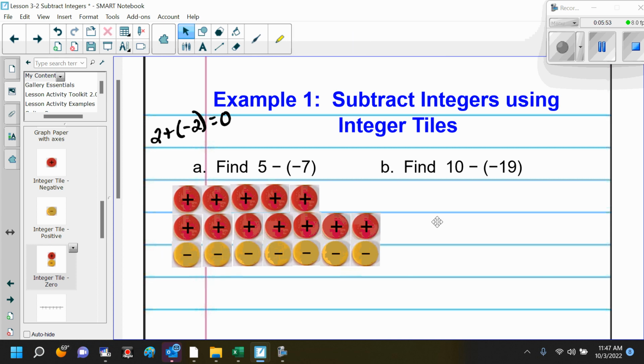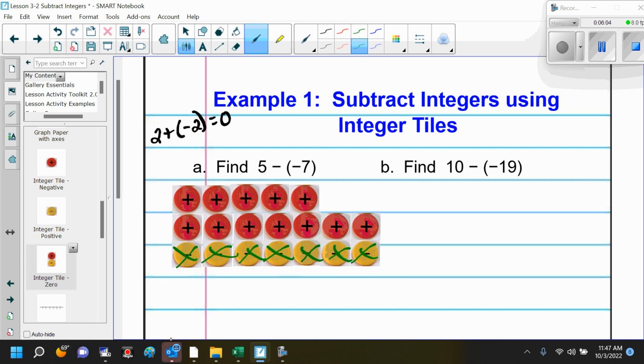Can I take 7 of them away? Yeah, I can take 7 of these negatives away. Take 2, 3, 4, 5, 6, 7. So now I took away 7 negatives, and now what am I left with? How many positives do I have? 12. I have 12 positives. So 5 minus a negative 7 is equal to a positive 12.